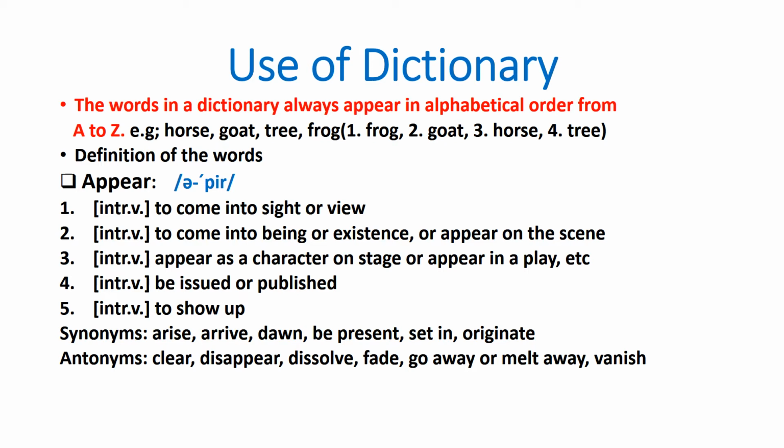The other thing that the dictionary tells us is the correct spelling of the word. If you look at the word appear, it gives you the correct spelling. When you are not sure about the spellings of any word, please consult the dictionary. It will give you the correct spelling of the word. The other thing that while using the dictionary you will come across is the correct pronunciation. The pronunciation of the word is also given in the dictionary.